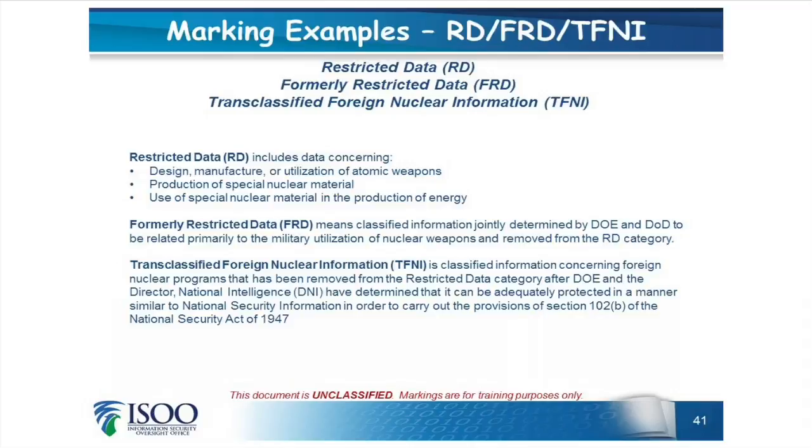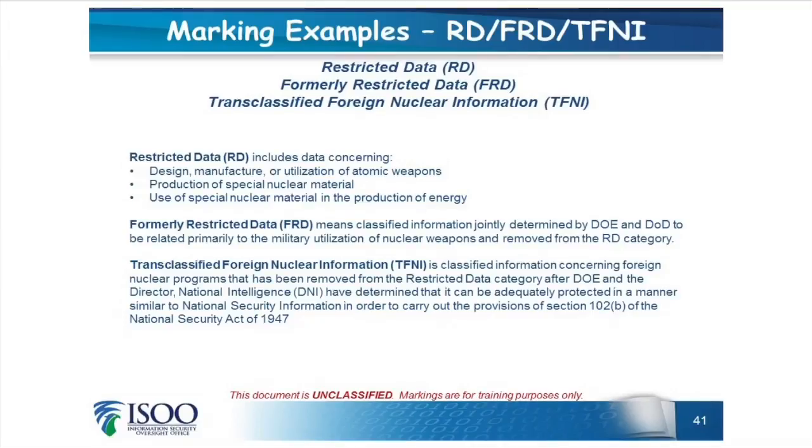Transclassified Foreign Nuclear Information, or TFNI, is classified information concerning foreign nuclear programs that has been removed from the Restricted Data category after DOE and the Director of National Intelligence have determined that it can be adequately protected in a manner similar to national security information in order to carry out the provisions of Section 102A of the National Security Act of 1947.